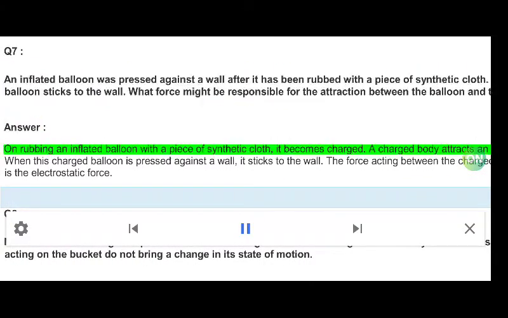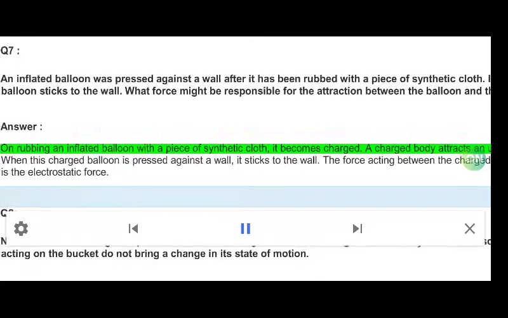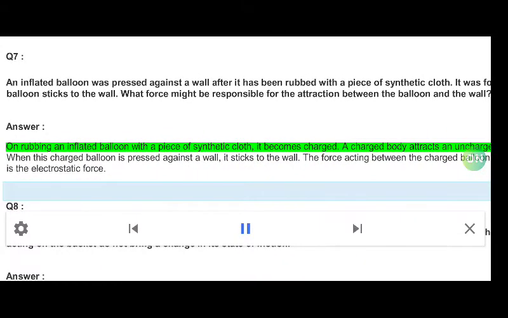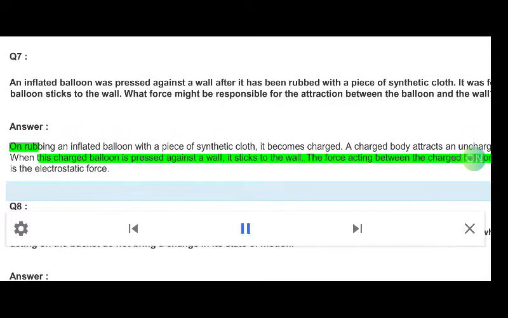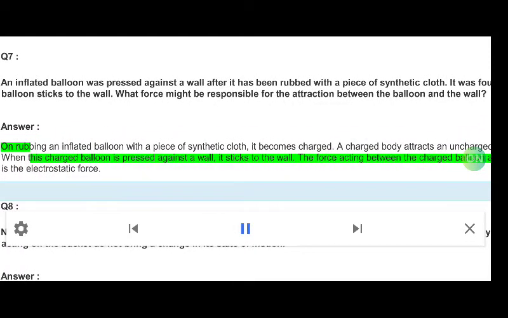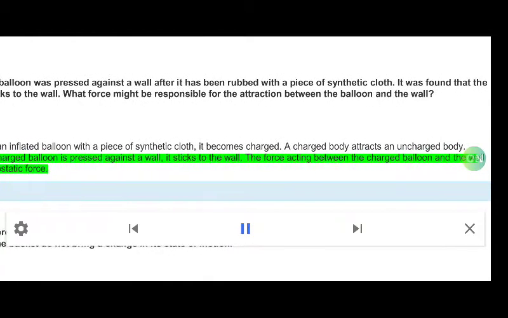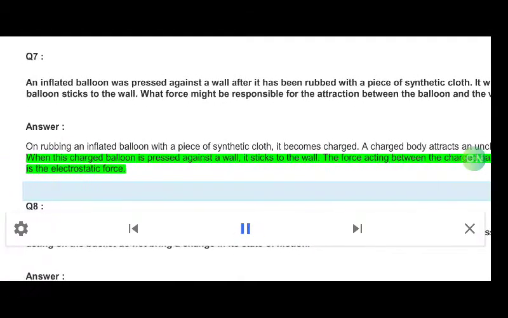Answer. On rubbing an inflated balloon with a piece of synthetic cloth, it becomes charged. A charged body attracts an uncharged body. When this charged balloon is pressed against a wall, it sticks to the wall. The force acting between the charged balloon and the wall is the electrostatic force.